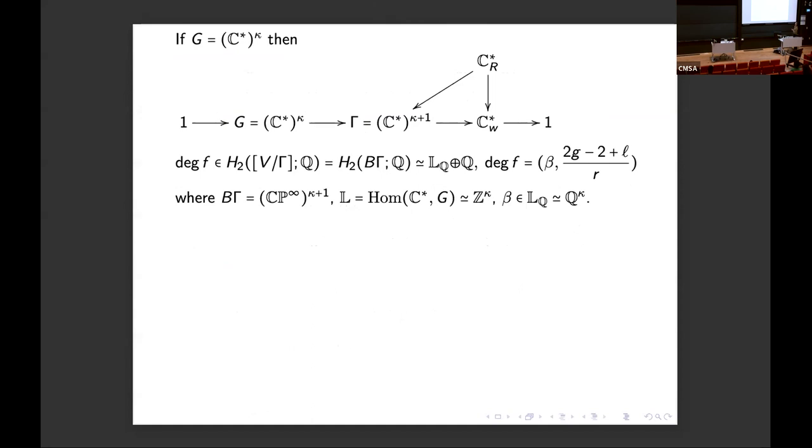And now let's specialize to the very special case where G is actually a kappa-dimensional torus, and this gamma is just a kappa plus one dimensional torus. So the degree of a map, if we have a curve, the degree of the map should be a class in the second homology of this quotient. In this case, the second homology of this classifying space of this kappa plus one dimensional torus.